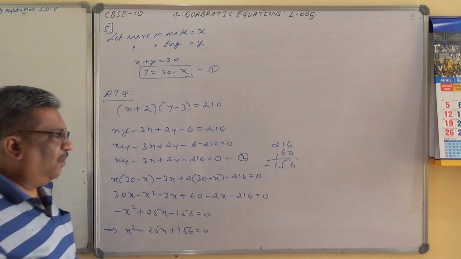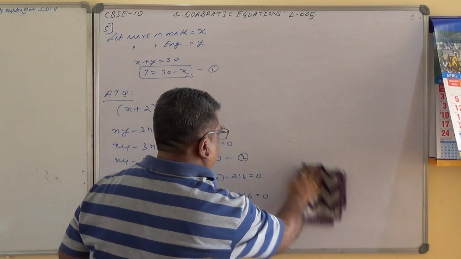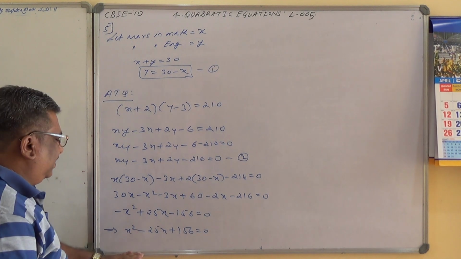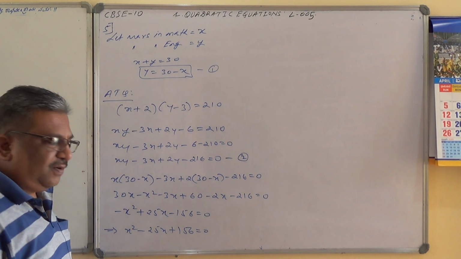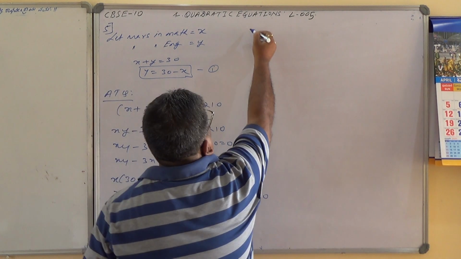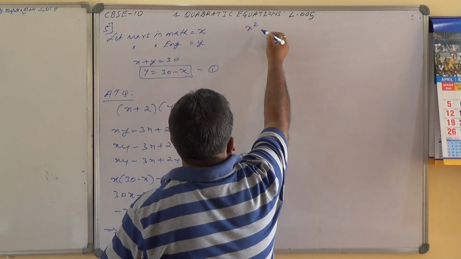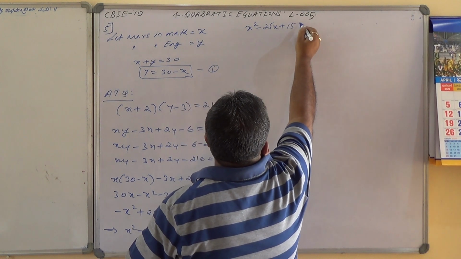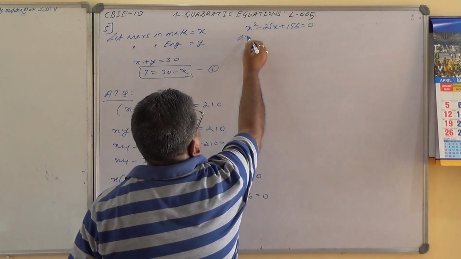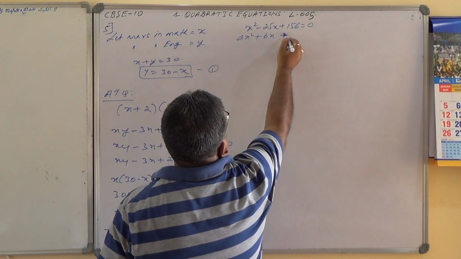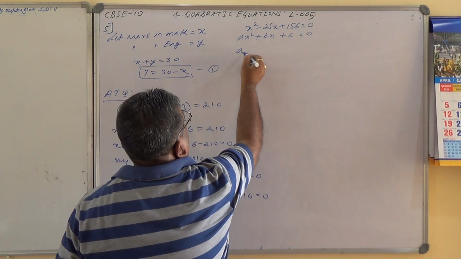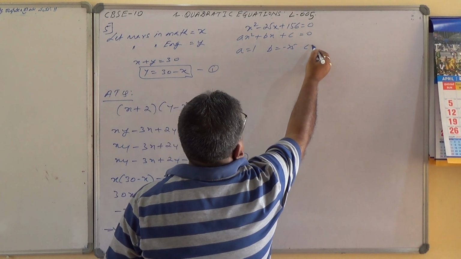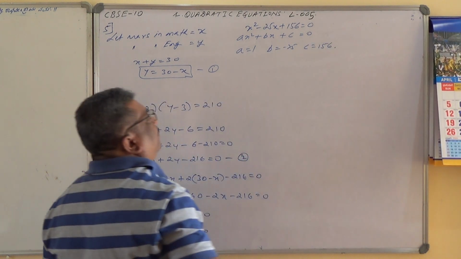Now, I don't know whether this equation is correct or not. If this equation is correct, we'll get the correct answer. So, x square minus 25x plus 156 equals 0. I am comparing this with ax square plus bx plus c equals 0 to obtain the value of a as 1, b as minus 25 and c equals 156.